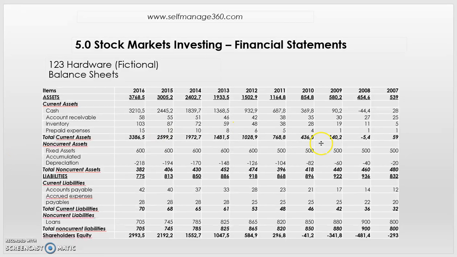So we want to look at trends. In our case, over the last 5 years, shareholders' equity has increased big time, and it went from a negative shareholders' equity, so more debt than total assets, to a very positive shareholders' equity. So we can say that 123 Hardware in the last 10 years has created value for the shareholders, which is good for us.